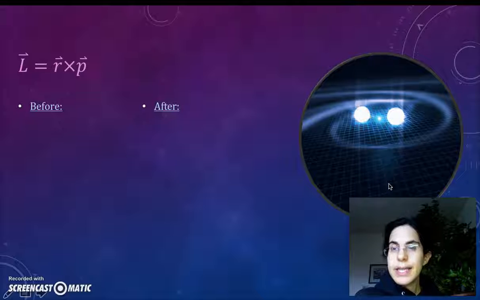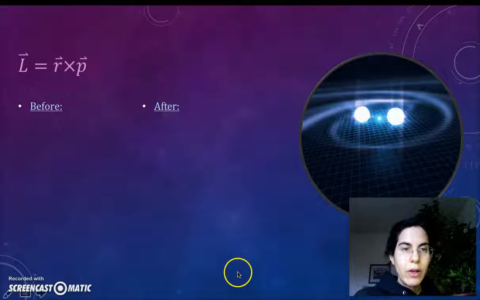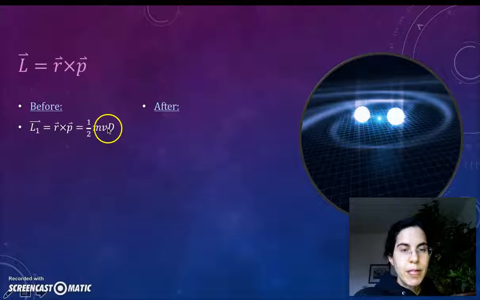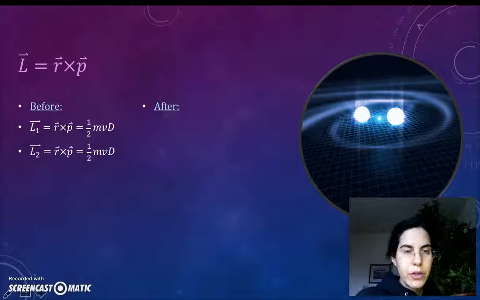Pause, solve, press play to get unstuck, or check your work. Ready? Well, we got one star, r at half d, and a momentum of mv. All of that angular momentum is definitely going to be in the downward direction. R and p are at right angles to each other. We are good to go with the cross product.